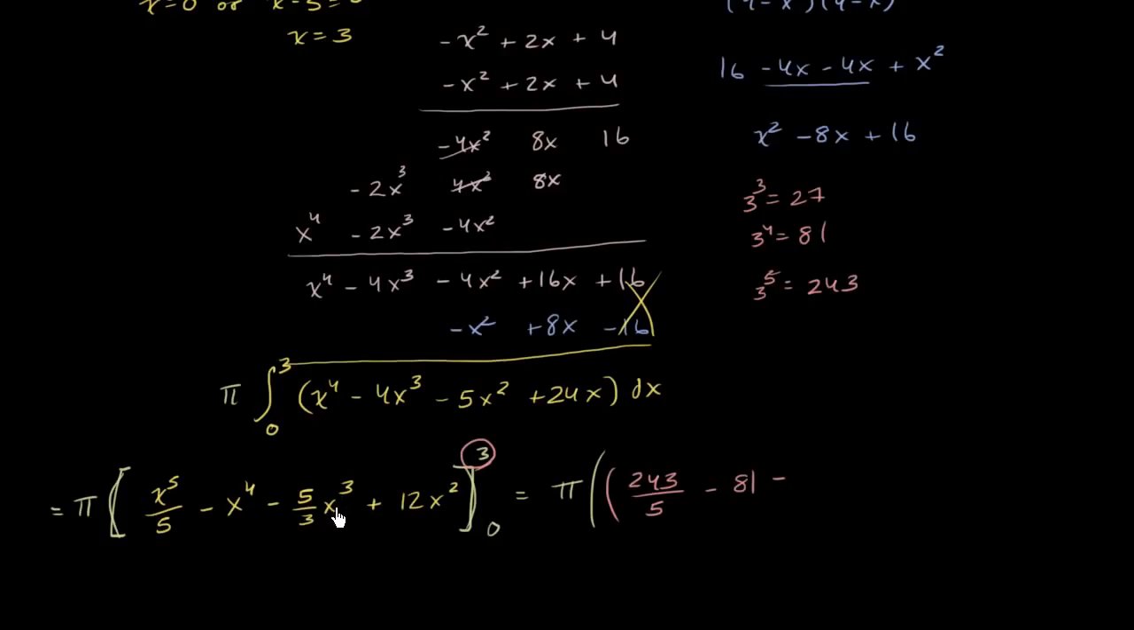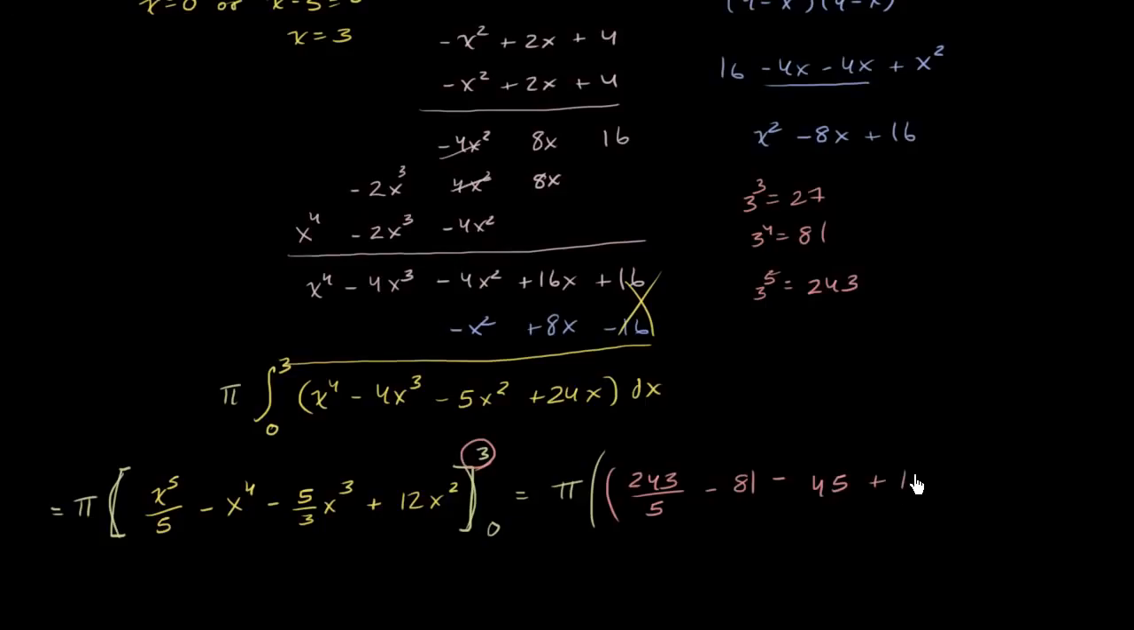3 to the third times, let's see, so it's going to be minus 5 over 3 times 3 to the third power, so times 27. Well, 27 divided by 3 is just 9. 9 times 5 is 45. So let's just simplify that. So this is going to be equal to 45. Did I do that right? Yeah, it's essentially going to be like 3 squared times 5 because you're dividing by 3 here. So it's going to have 45. And then finally, 3 squared is 9. 9 times 12 is 108.